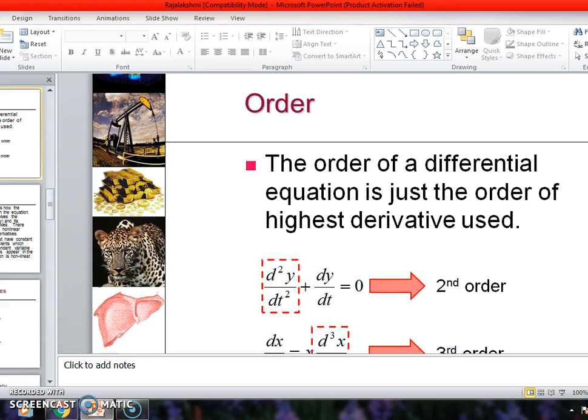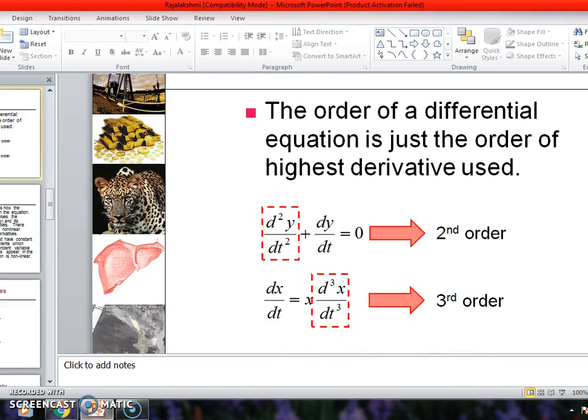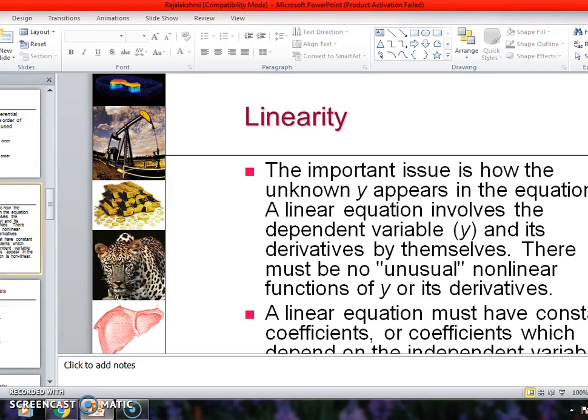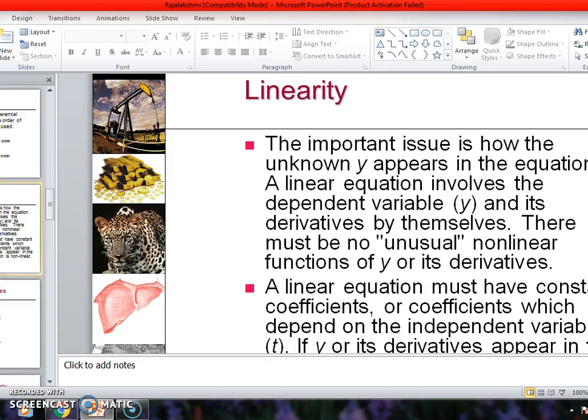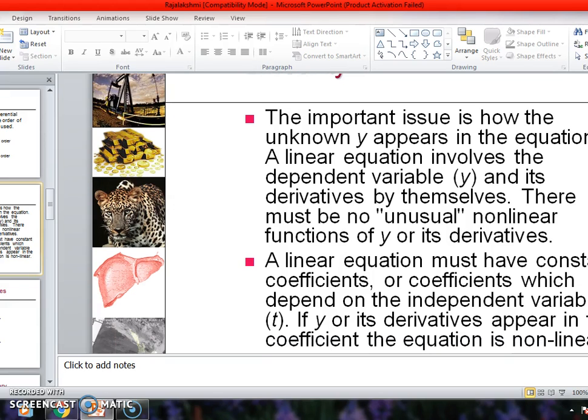d square y by dt square plus dy by dt is equal to 0. This equation's order is 2. Then the second equation's order is 3. Linearity. The important issue is how the unknown y appears in the equation.